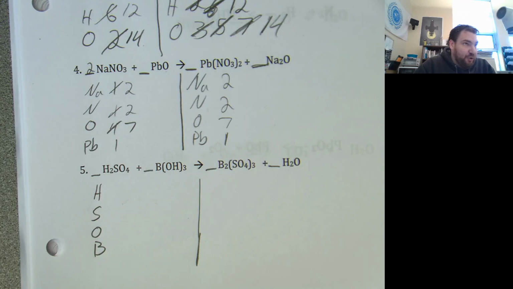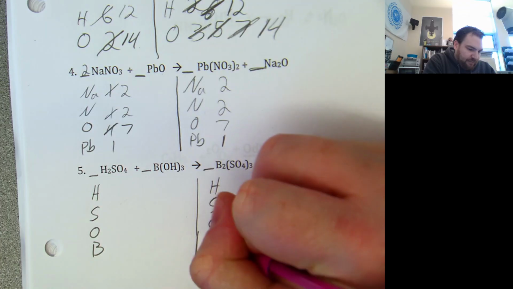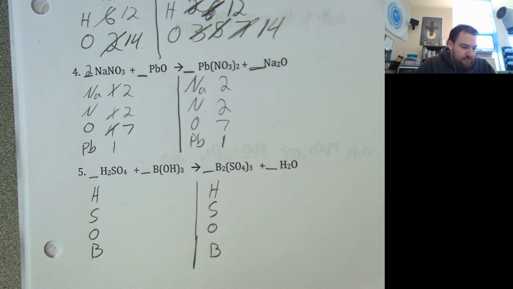Those are the unique atoms on the left-hand side. The list on the right-hand side has to be the same, law of conservation of mass. It shows up on one side, it has to show up on the other. So H, S, O, B.